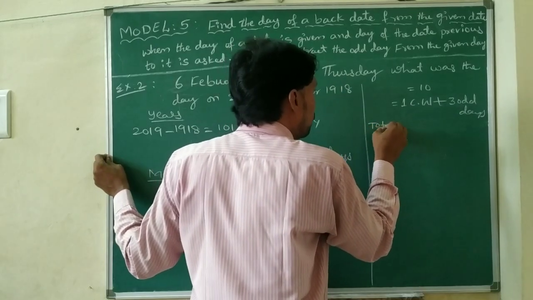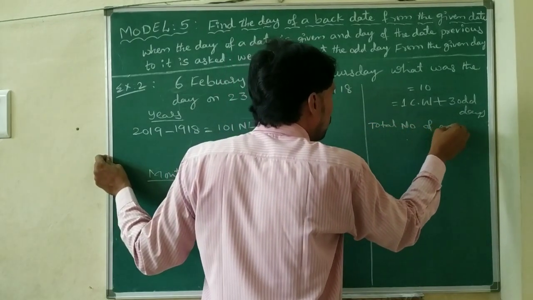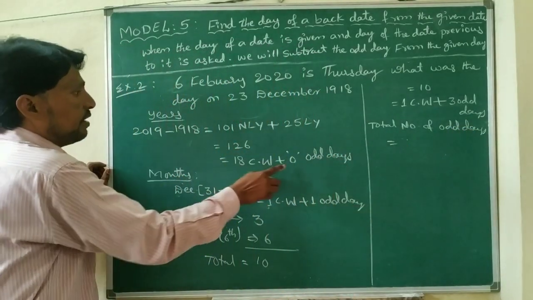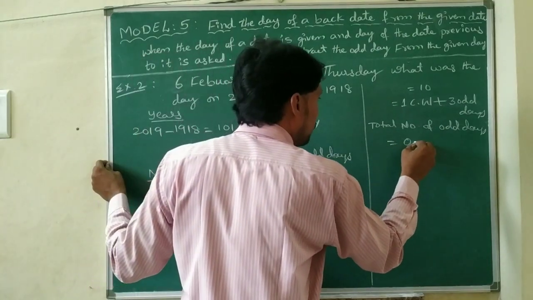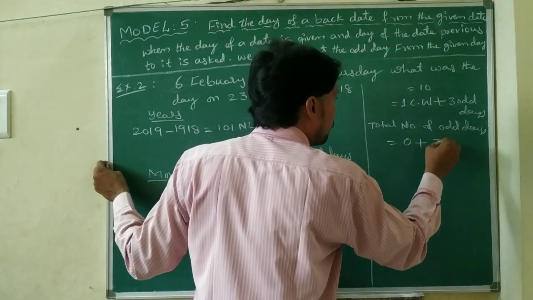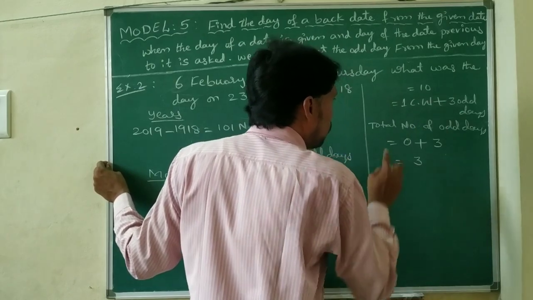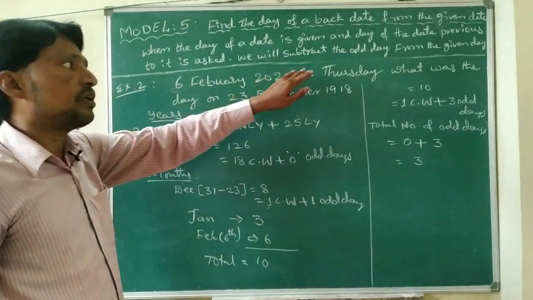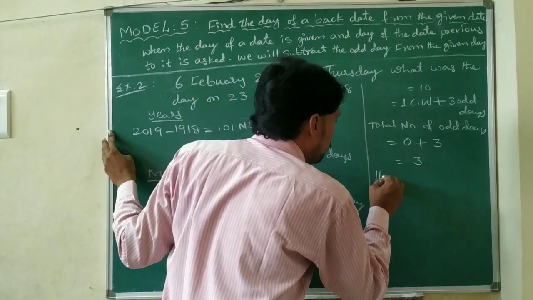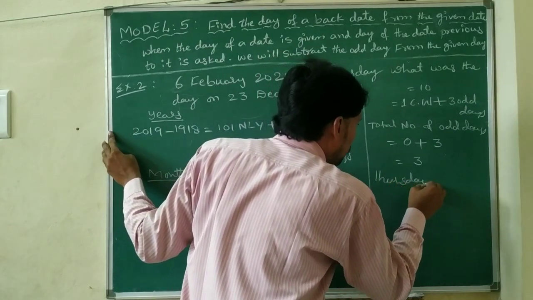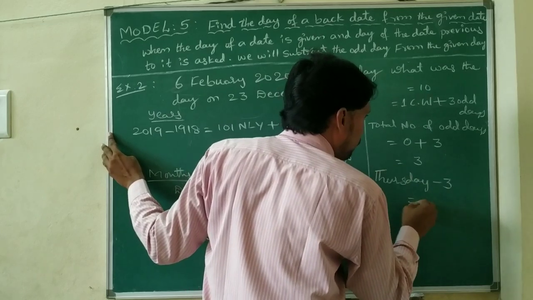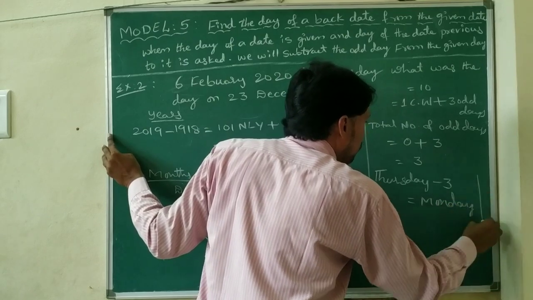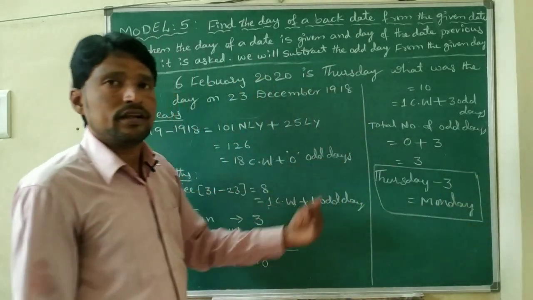So total number of odd days equal, in a year how many odd days will be here, that is 0 odd days in the years 1. Now months 1 it is 3, so total 3 we are getting. So total number of odd days will be 3. Now you can see here 6th February 2020 is Thursday, means Thursday minus 3 we are getting, that is Monday. Thursday to 3 days back we are getting, that is Monday.